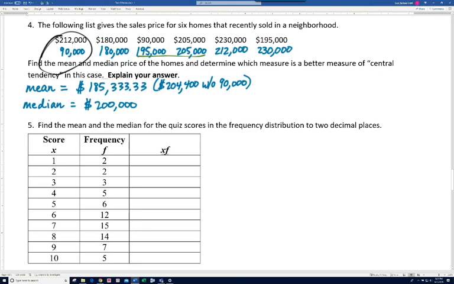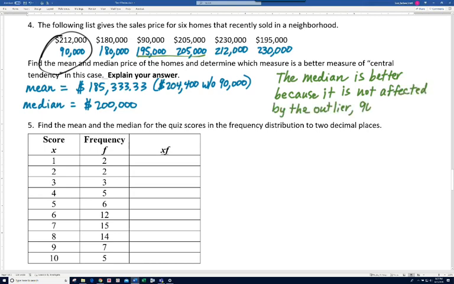Of course, the median is not really affected by outliers, in this case the 90,000. So which is a better measure? The median is better because it is not affected by the outlier 90,000. All right, let's move on to number 5.